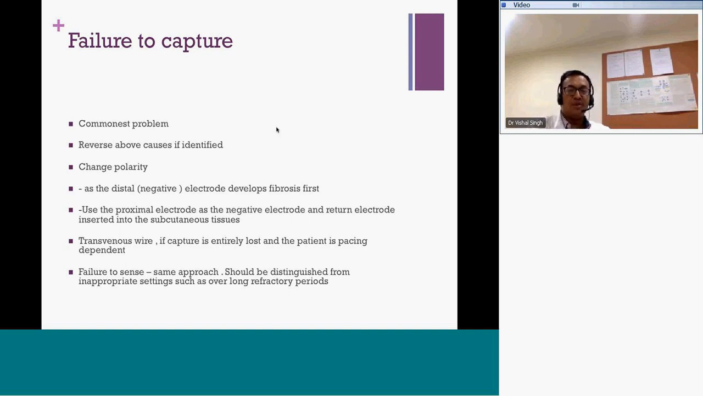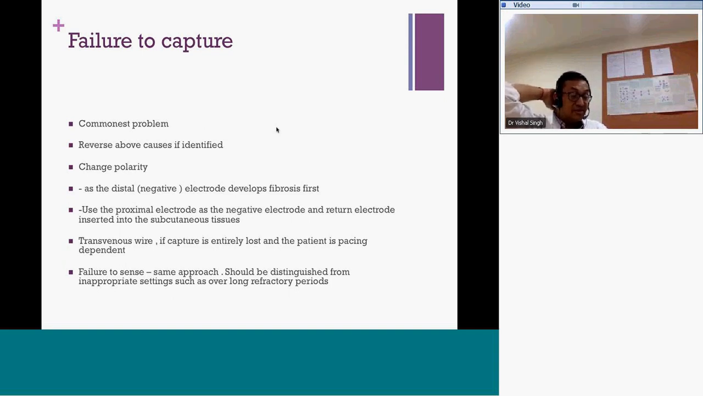So when you have failure to capture, what do you do? You have the cable where it connects the polar leads. One goes to the negative, one to the positive. You change the polarity. Still, the negative electrode may develop fibrosis first. Use the proximal electrode as a negative electrode and return the electrode inserted into the subcutaneous tissue. That is another way to go about it.